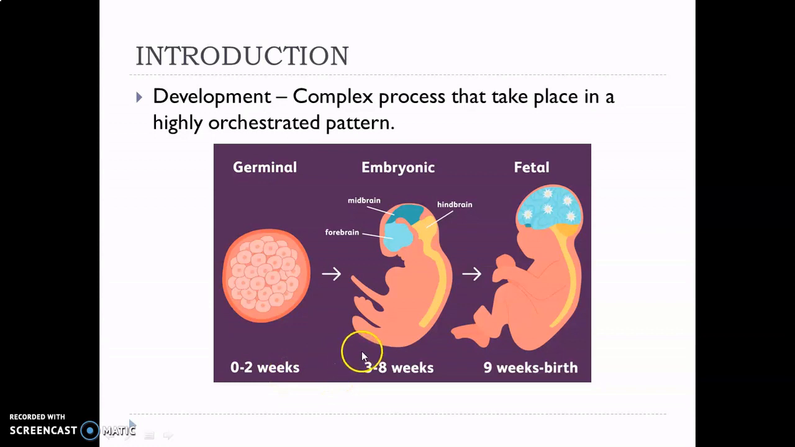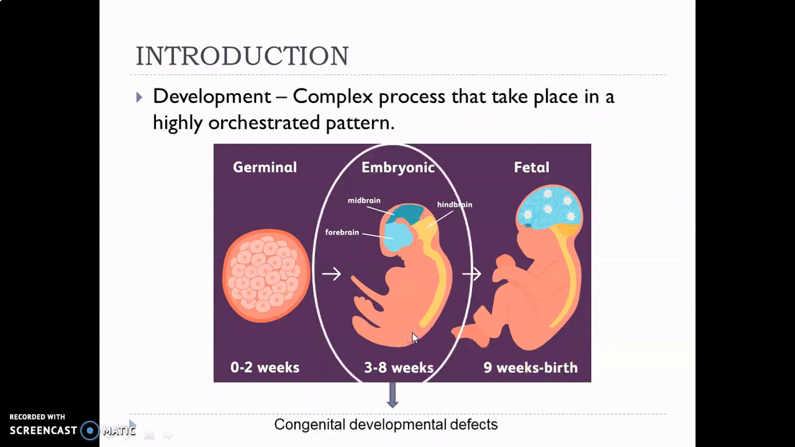The embryonic phase, which starts from the 3rd week and lasts till the 8th week of intrauterine life, is a very important phase as it involves morphogenesis, that is, formation of various internal and external structures. And the 3rd phase largely involves the growth and maturation of the embryo, and it starts from the 9th week and continues till birth. The embryonic phase is very important, as I told, because any insults that happen at this phase will lead to development of congenital defects.